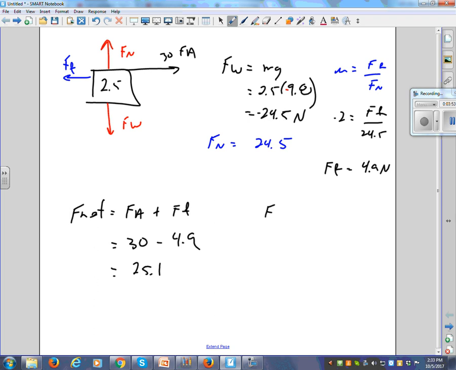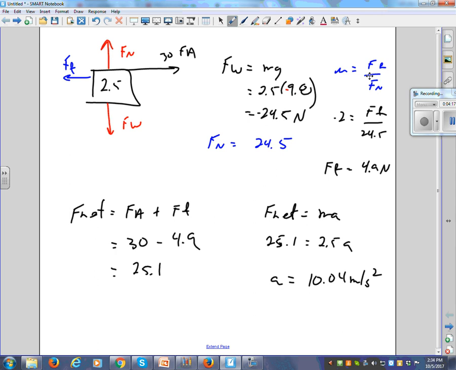F net equals MA. 25.1 is equal to the mass 2.5 times A, which gives you an A. I think it's 10.04. That one's not too bad at all, really, is it? Just a reminder about that mu thing. Now what? Oh, there's more to it?